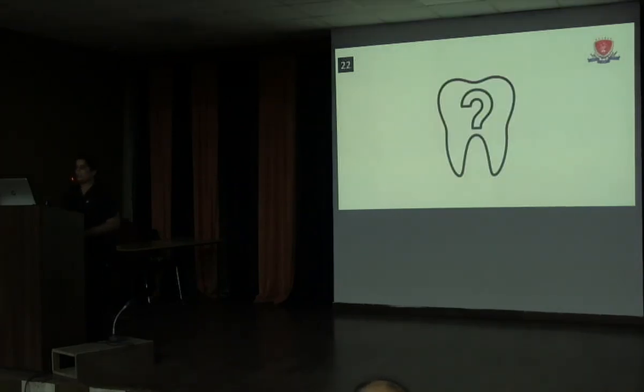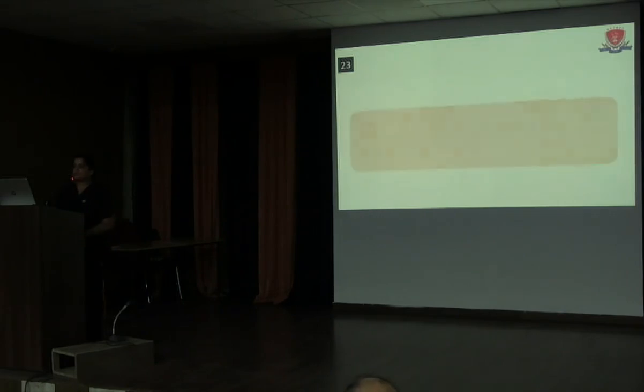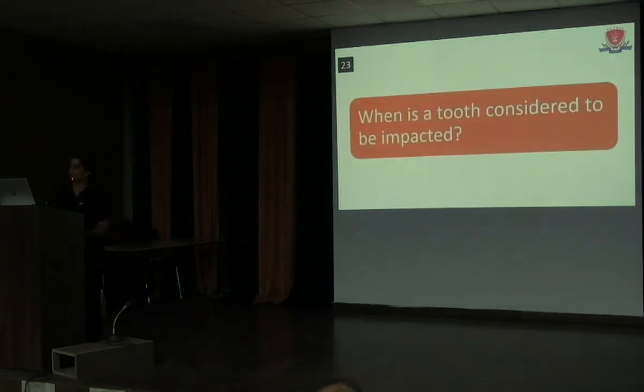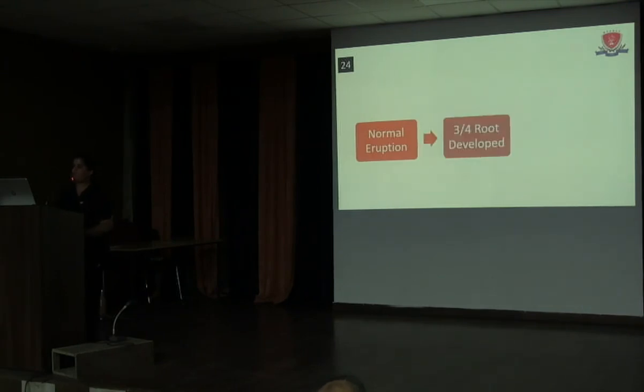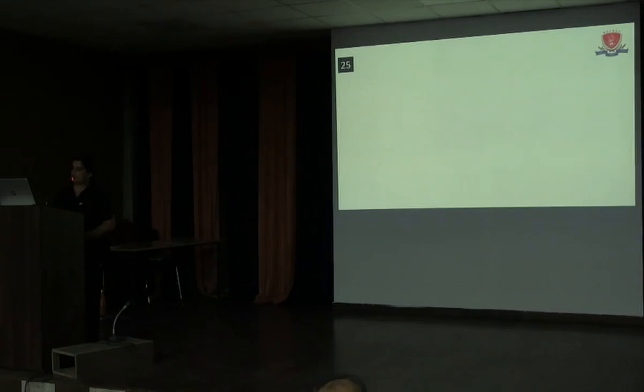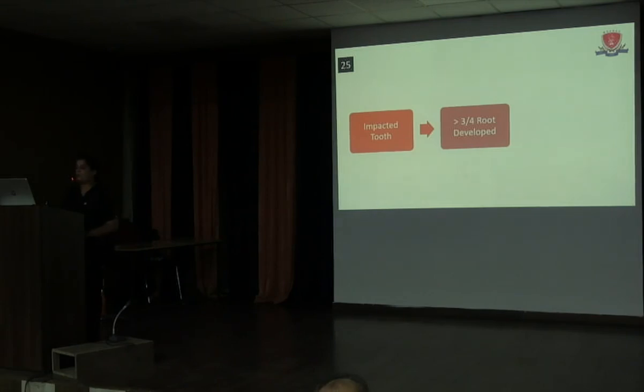Now, another question time. When is a tooth considered to be impacted? When do we see that a tooth is impacted? Can anybody answer? So normally, when about 3/4 of the root is developed, a tooth erupts. In the case of impacted teeth, more than 3/4 of the root is developed and it has still not erupted and it is stuck, then it is known as an impacted tooth.